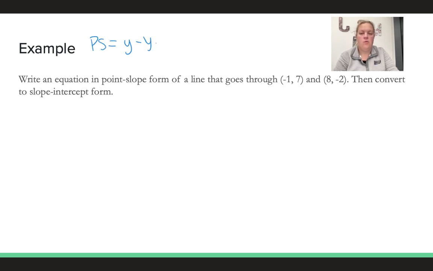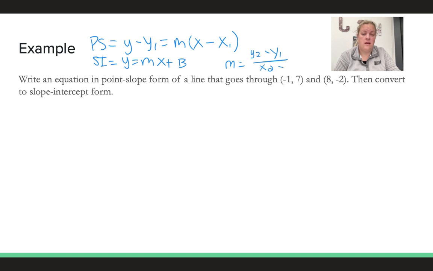y minus y1 equals m times x minus x1. We need to know slope-intercept form, y equals mx plus b, and we also need to remember how to find slope. y2 minus y1 over x2 minus x1. I realize that is a lot of x's, 1's, y's, 1's, etc. So go step by step. The first step is to find the slope.